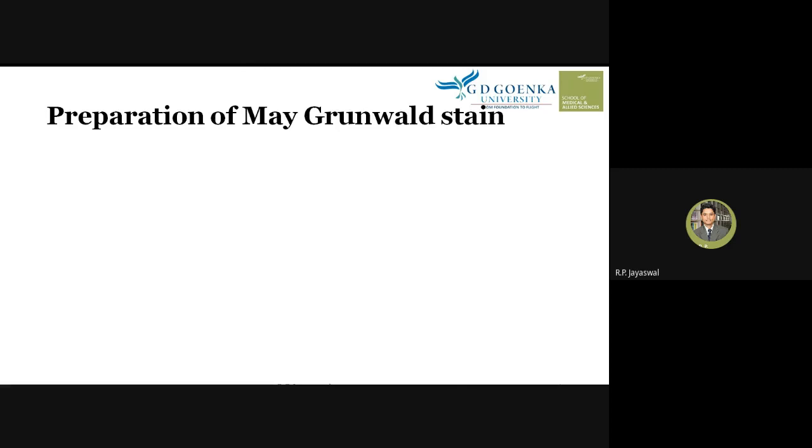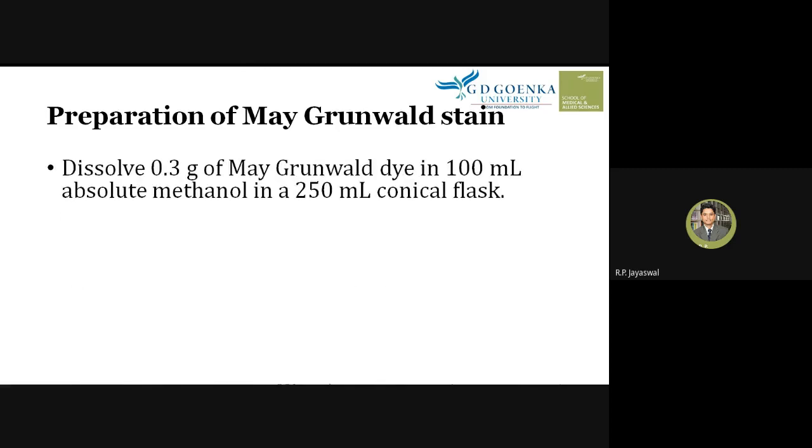Now, the instruction for preparation of May Grunwald stain. So, how to prepare May Grunwald stain? We have to dissolve 0.3 gram of May Grunwald dye in 100 ml of absolute methanol in a 250 ml conical flask. First of all, you have to take a clean, dried 250 ml conical flask, and after that, you have to take 0.3 gram of May Grunwald dye, and add 100 ml of absolute methanol. Then after that, you need to dissolve this dye into this methanol.